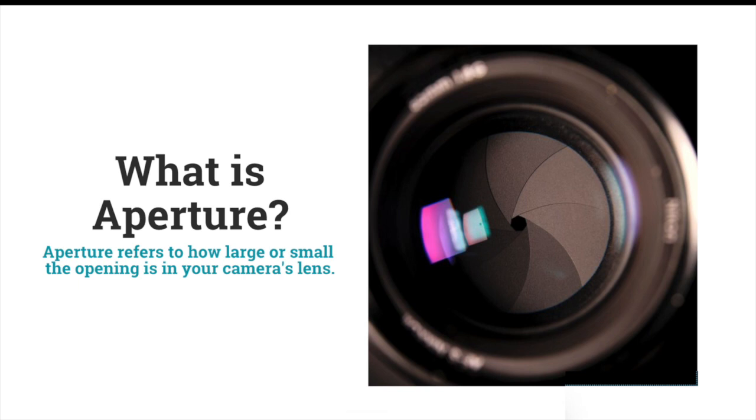So before we dive in today, I want to make sure that you understand what exactly aperture is. Aperture refers to how large or how small the opening is in your camera's lens. You can see an example of this in the image on the right. You see the hole in the middle of that lens, that is the aperture. It is narrow or small. That means that the aperture here is probably a higher number like f14 or f16, because a higher number indicates that we have a more narrow opening in our aperture.